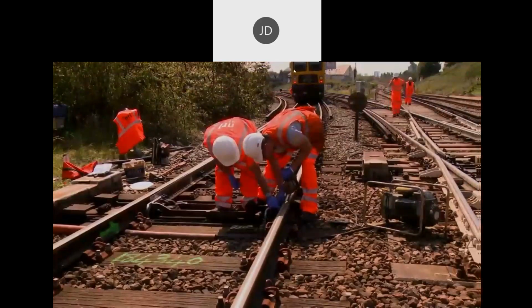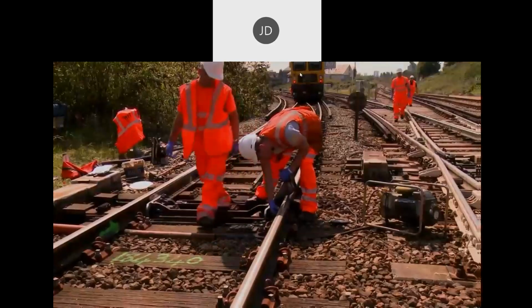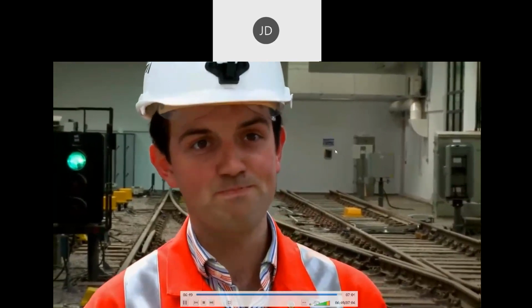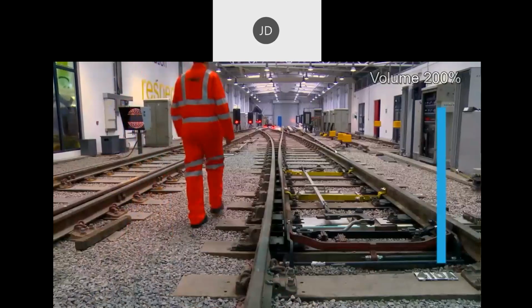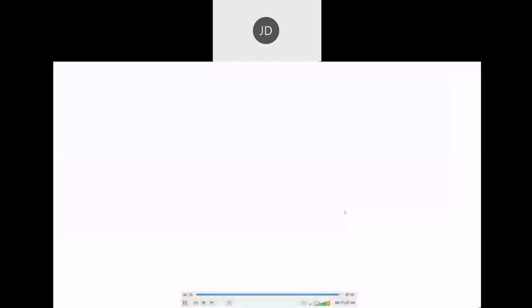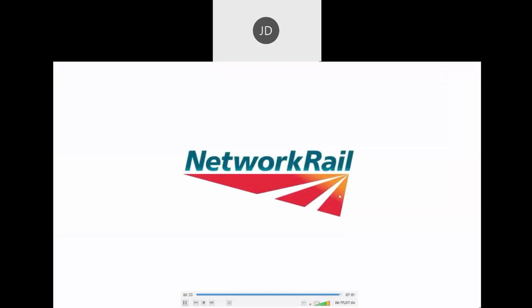This is a left-hand turnout. As you can see, it diverges from the main route in a leftward direction. This is how it works.